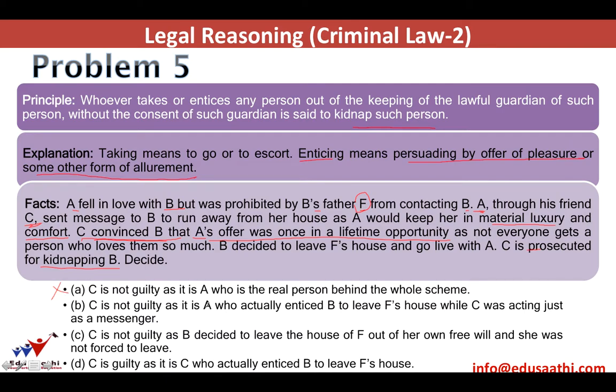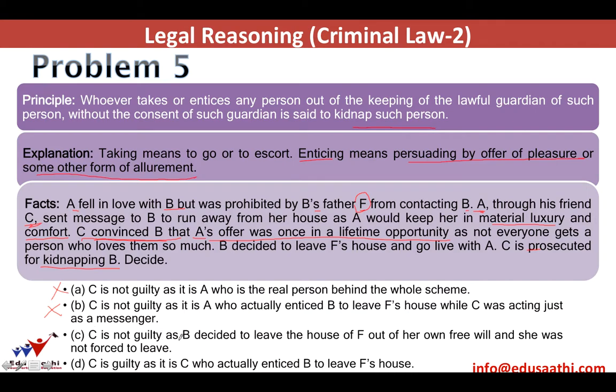C is not guilty as A, who actually enticed B to leave F's house, while C was acting just as a messenger. No, we discuss this is related to the A option only. Let's take the next option.